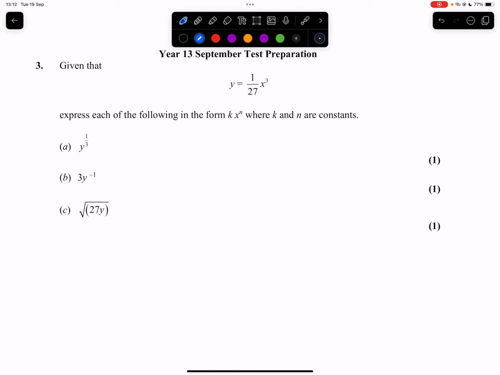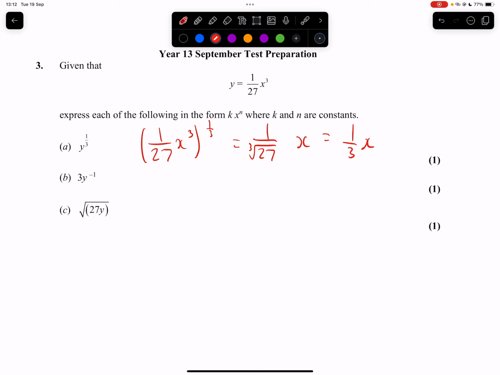So, this first question says, given that y is 1/27th of x cubed, express each of these. The first one, we're going to do 1/27th of x cubed to the power of a third. So for the x, we do 3 times a third, which gives you x. And for the 1/27, we need to do the cube root of 27. So that would mean that we have 1/3 of x.